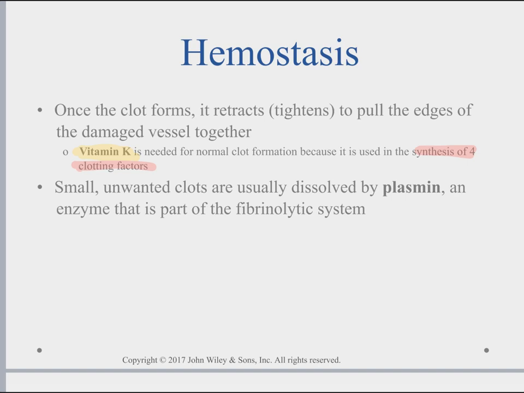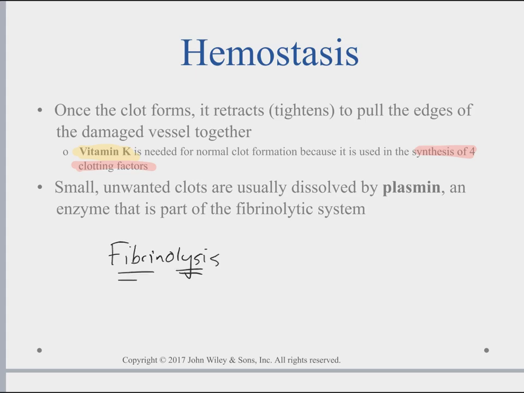Okay, so the next question is, well, once we form this actual clot, how do we break it up? How is it dissolved? So small unwanted clots are usually dissolved by plasmin, which is an enzyme that is part of the fibrinolytic system. So what we're going to do now is we're going to take some time and we're going to talk about fibrinolysis. So the actual breakdown, lysis, of fibers.